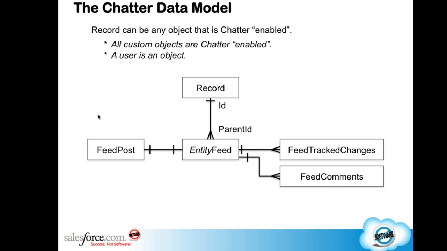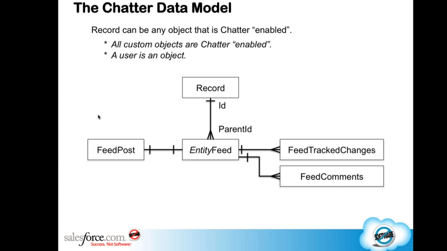So I think a better way to think about the data model is to think about this image right here. We've got the feed post on the left. Remember, that's the thing that contains the actual contents of the update. And then right in the middle, we've got this thing called entity feed. Now, this can be, again, an account feed, a custom object feed, a user feed, anything that is enableable through the Chatter setup UI. And then at the top, we have the record. This is the topic of the feed post, whether it's a user, whether it's a custom object. That points to the actual reference of the update.